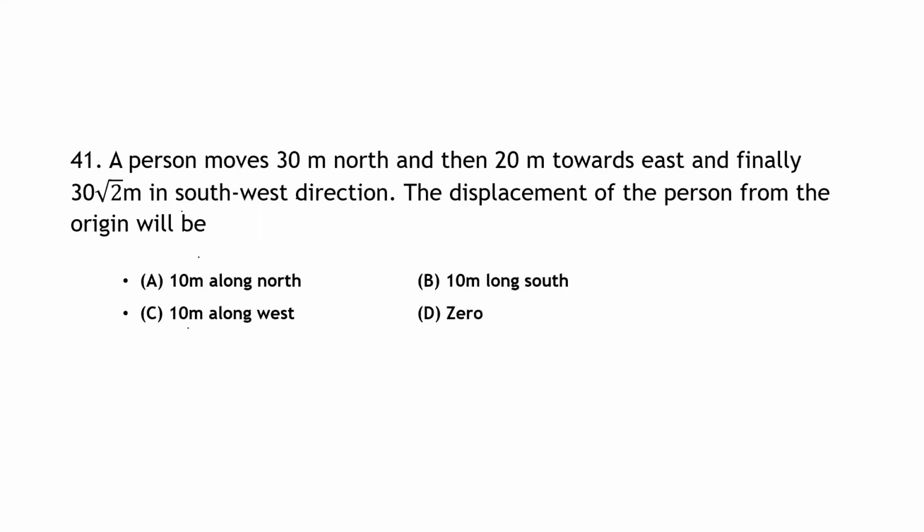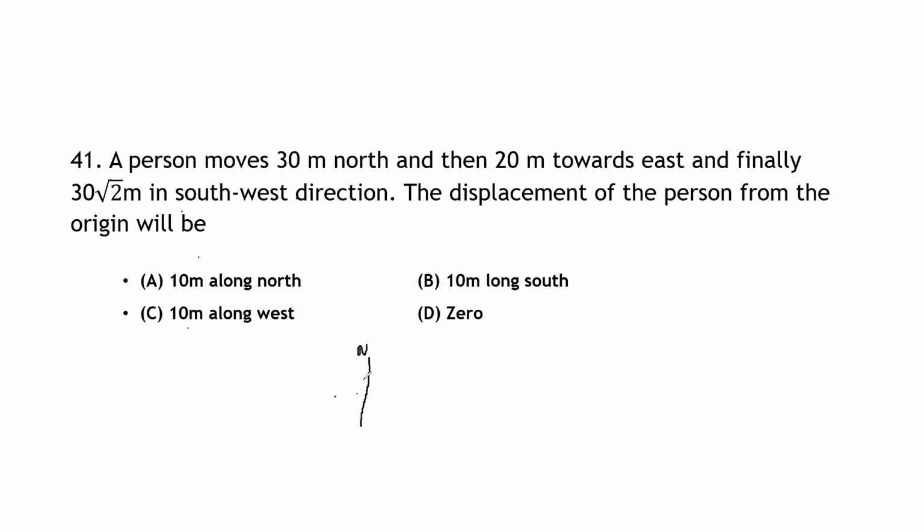Next question. A person moves 30 meter north, then 20 meter towards east, and finally 30 root 2 meter in southwest direction. The displacement of the person from the origin will be. So here we require the help of a diagram. So what they are saying, a person moves 30 meter north. So we can show it.